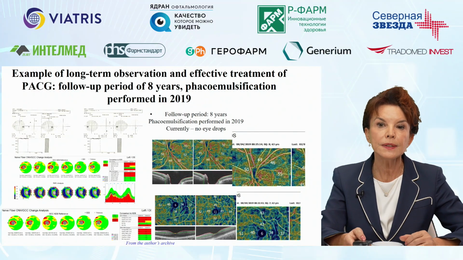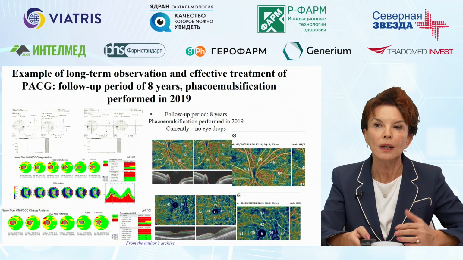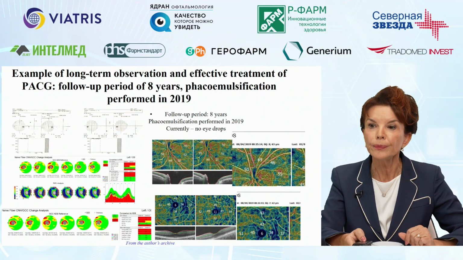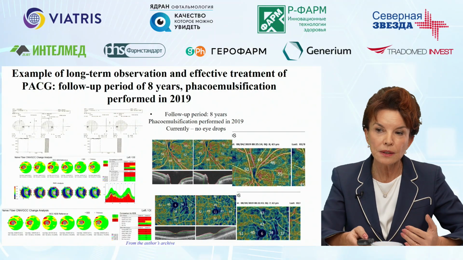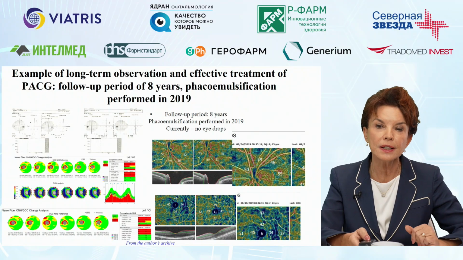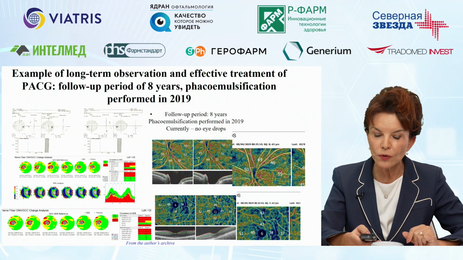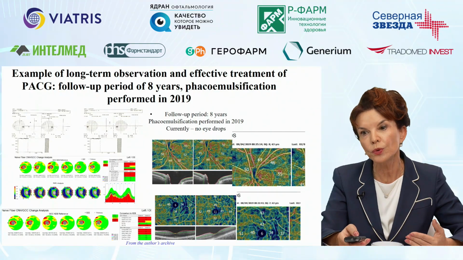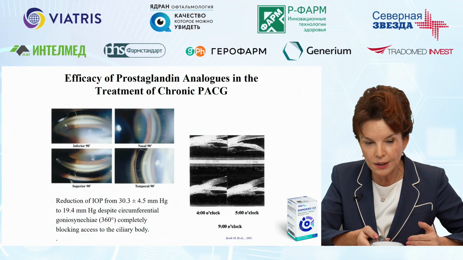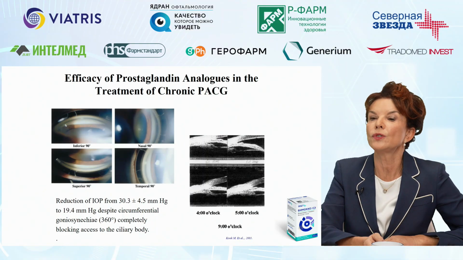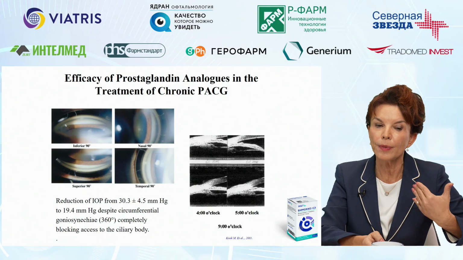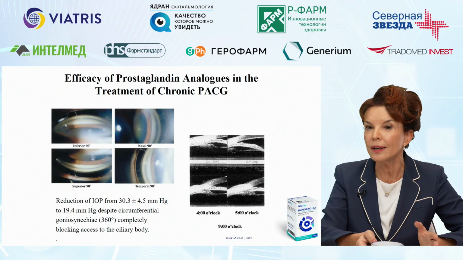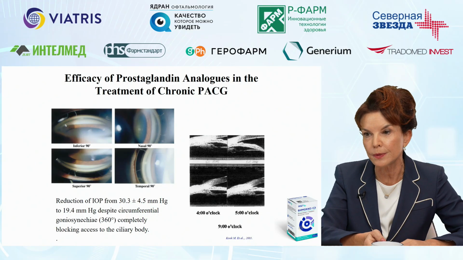And here is an example of the positive course of closed-angle glaucoma. The patient was monitored for 8 years, and we can see that the disease is not progressing. The blood flow is normal, and again, without treatment. So you can see this example of long-term observation and effective treatment of PACG, follow-up period of 8 years, phacoemulsification performed in 2019.